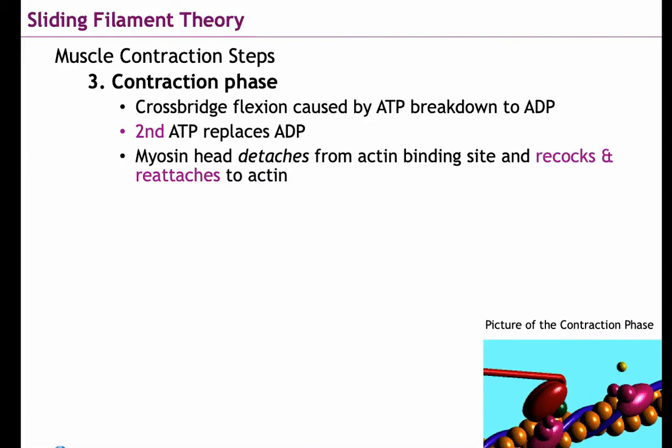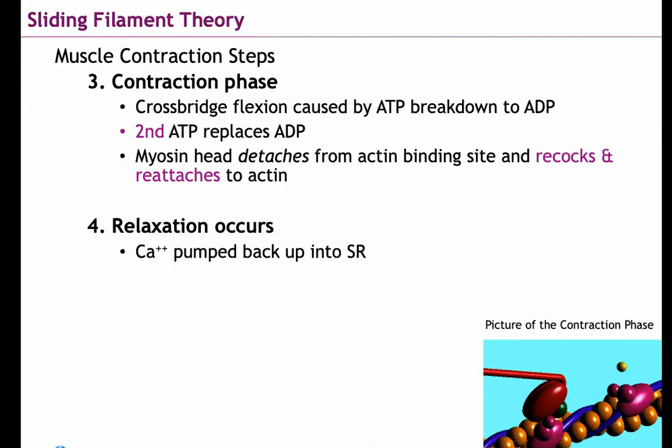So one more time, the myosin head is made of an enzyme, myosin ATPase, that hydrolyzes ATP. It breaks it down into ADP, releasing energy. But then it's stuck there. It's stuck attached to actin. So what happens? A second ATP will replace ADP, and then the myosin head can detach, and the process happens over and over again. And now relaxation.